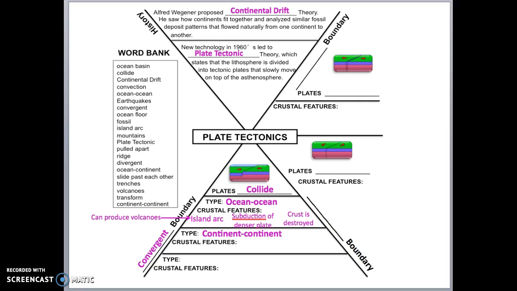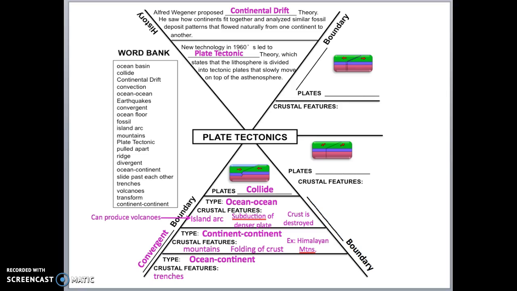So another type that we have is continental to continental. And this is when we have mountains created. There's a folding of the crust. And some examples include the Himalayan mountains. And the third type of convergent boundary is ocean to continental.